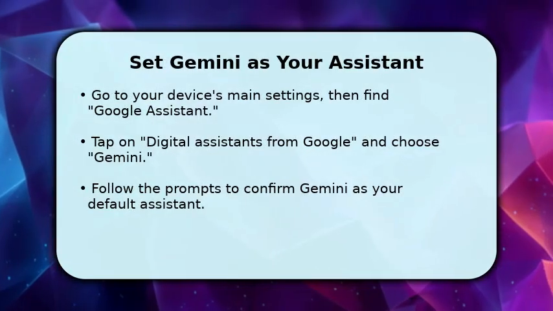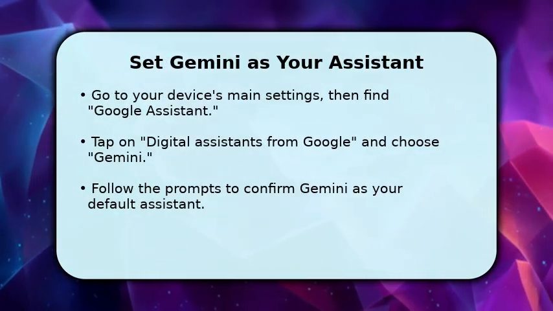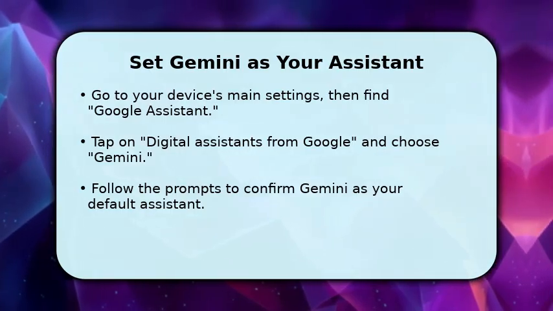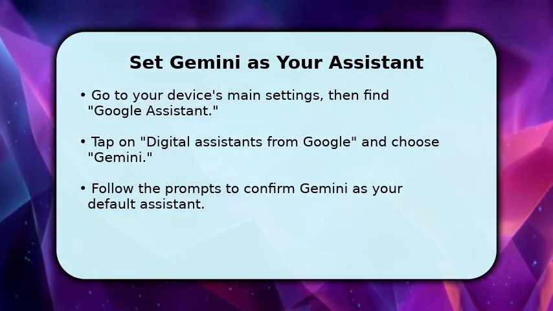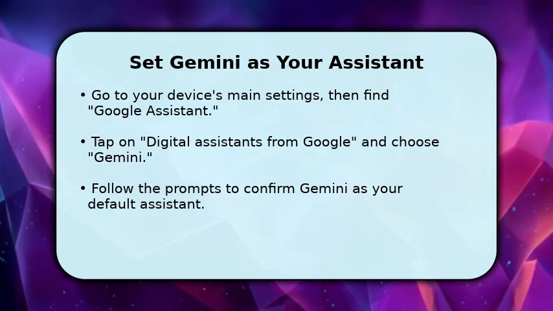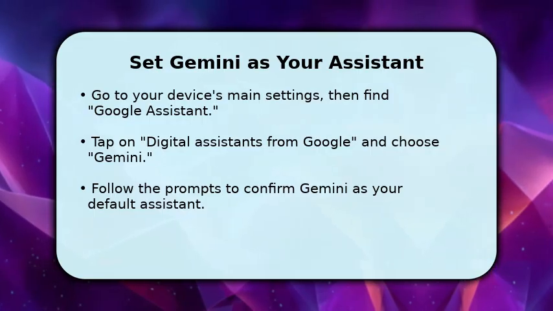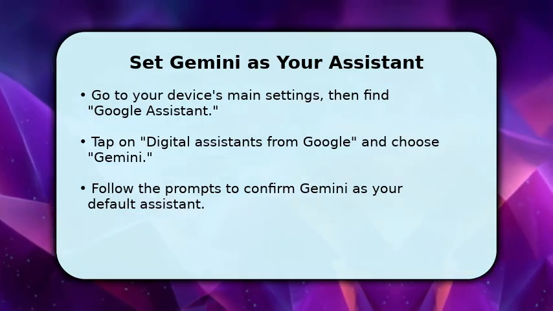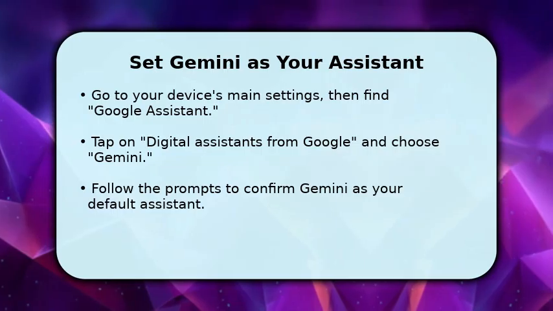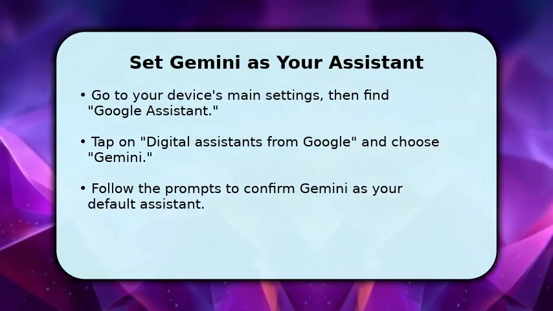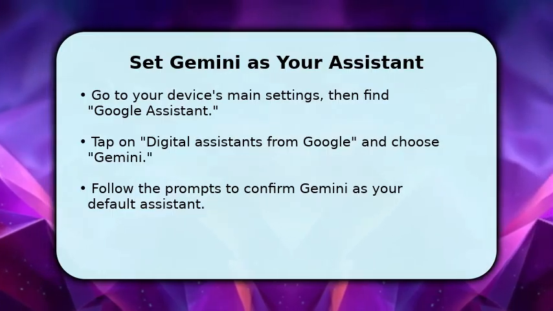Once you have enrolled in the public preview, the next step is to set Gemini as your primary assistant. Go to your device's main settings, then locate and tap on Google Assistant. Within these settings, you will find an option called Digital Assistants from Google. Tap this, and then simply choose Gemini from the list. Follow any additional prompts to confirm this change, making Gemini your default for voice commands.